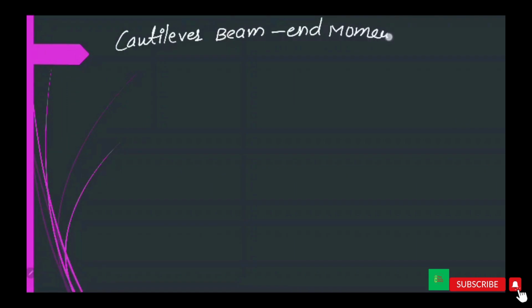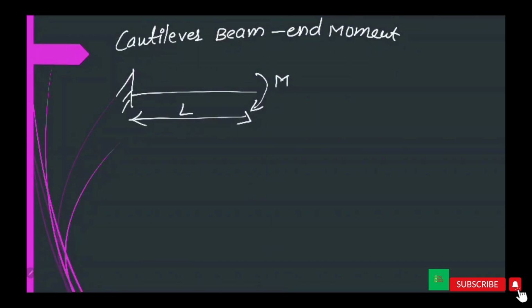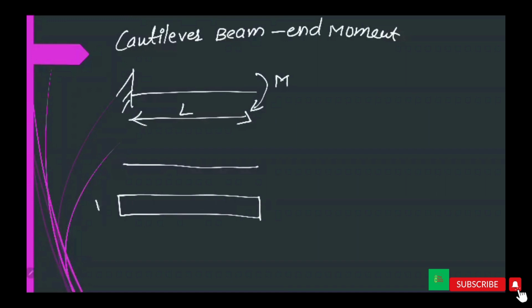Cantilever beam subjected to end moment. Considering a cantilever beam subjected to end moment, with length L. The shear force diagram is only a line and the bending moment diagram is a rectangle. This is M.